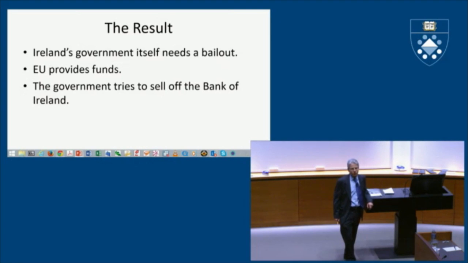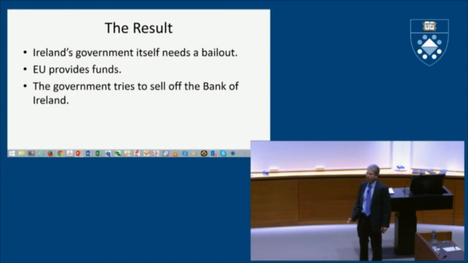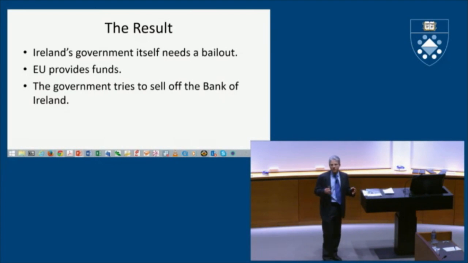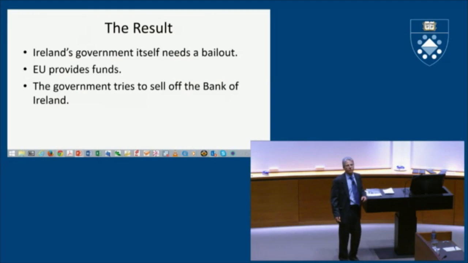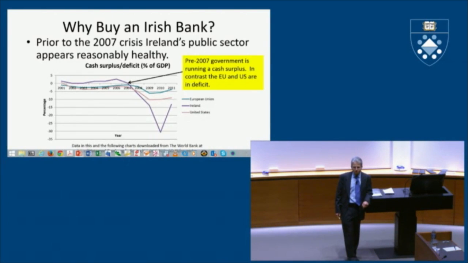The EU provides funds, and the government tries to sell off the Bank of Ireland as part of this whole package. So basically, they keep all the other banks. Bank of Ireland is put on the block, in a sense, for private investment as a way to get rid of one of the banks. In fact, what they presumed to be the healthiest bank. So why buy an Irish bank at this point?